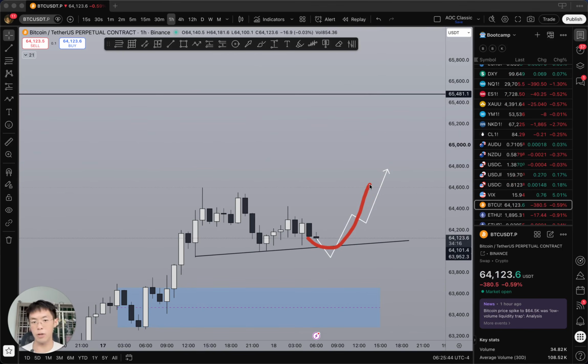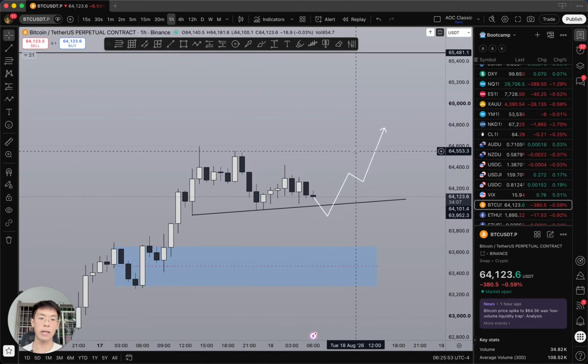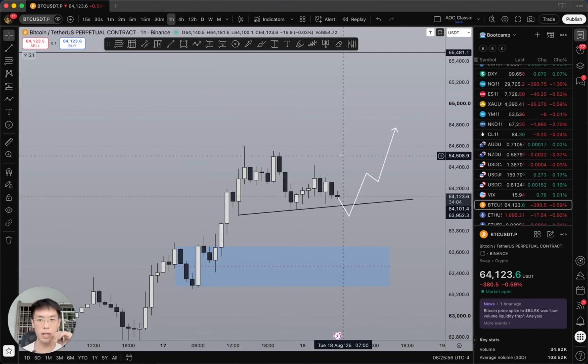But it's also perfectly normal, because today is a non-news day, and on non-news days, there are less reasons for price to move aggressively, to be super volatile. So the more you understand what makes the markets move, the more chances of success you're going to have in the markets. But with that out of the way, I'm going to see you guys tomorrow.